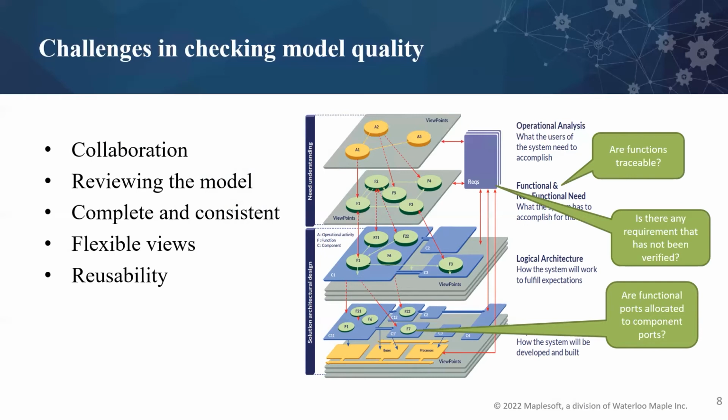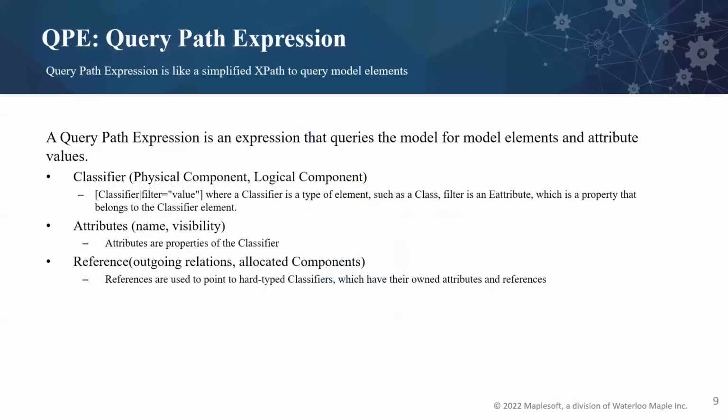So in order to create these custom queries, MapleMBSE is based on a transformation language called query path expression. A query path expression is very similar to XPath to query model elements. So it's basically a query to get information from your model. We will see in detail what the contents of the query path expression are going to be, but in general, these three terms comprise the query path expression.